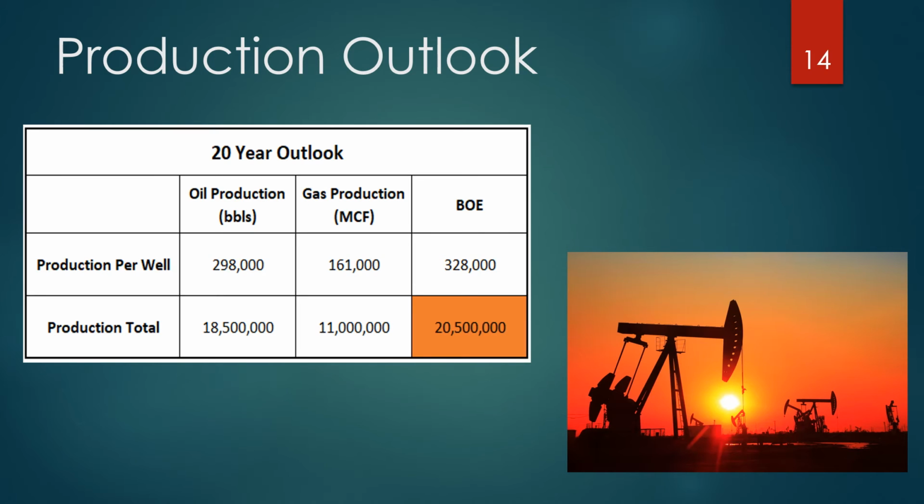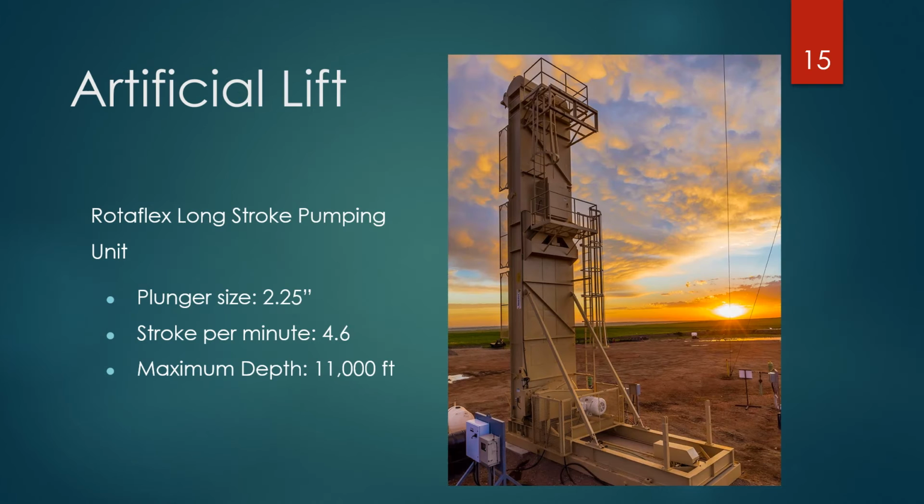Thanks, Nawaf. The production outlook for this field is great. We expect this field to have a total production of 20.5 million barrels of oil equivalent over the next 20 years. Now I'm going to pass it on to Nady, and she's going to talk about artificial lift and surface facilities. Thank you, Seamus. I will talk about the artificial lift part. In our field, artificial lift will be applied in each well to change our production rate. The Rotaflex long-stroke pump unit was chosen to handle the entire production. This pump has a plunger size of 2.25 inches, 4.6 strokes per minute, and a maximum depth of 11,000 feet.